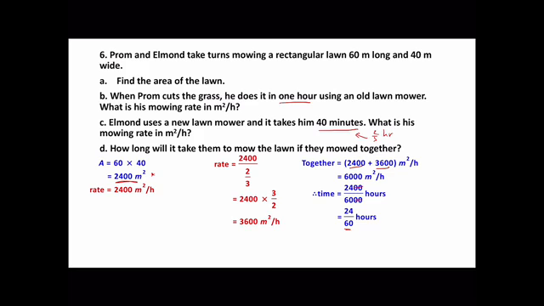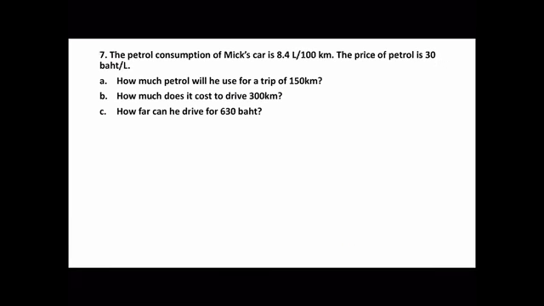Okay, and last of all, the petrol consumption of Mick's car is 8.4 litres per 100 kilometres. The price of petrol, so this is another place you'll see a rate, is 30 baht per litre. So every 1 litre costs him 30 baht. So first, how much petrol will he use for a trip of 150 kilometers? Well, 8.4 liters is 100. To turn that 100 kilometers into 150, multiply it by 1.5. And 8.4 times 1.5, well, half of 8.4 is 4.2. Add that on, 12.6. Okay, so 12.6 liters for 150 kilometers.